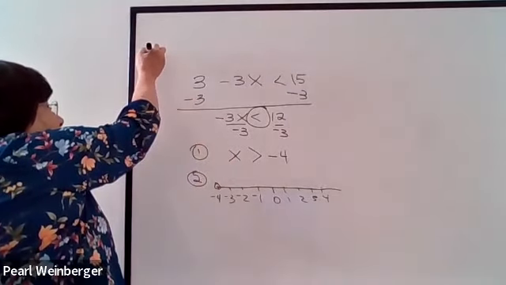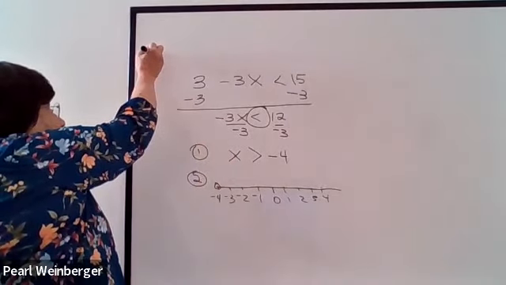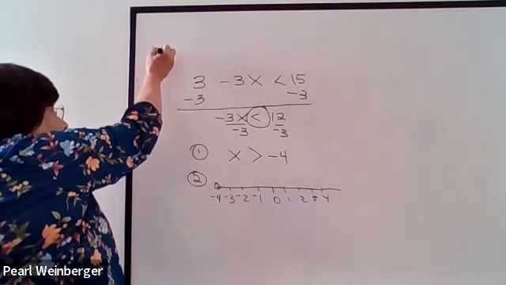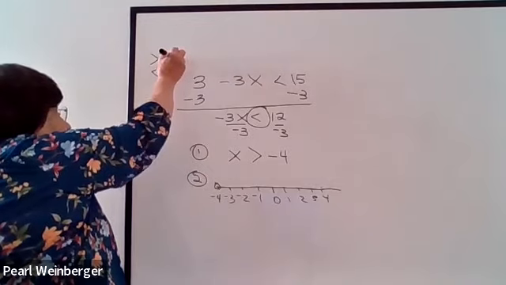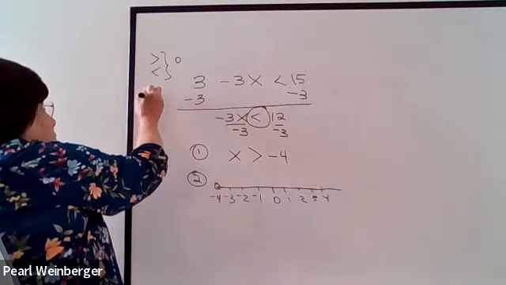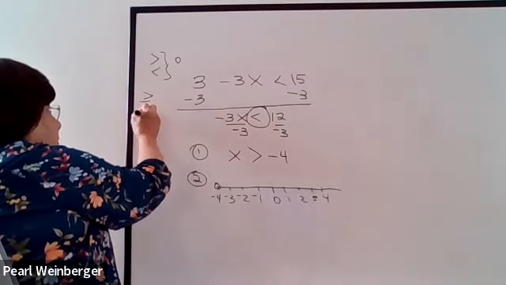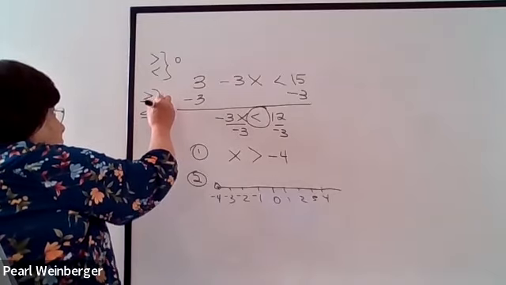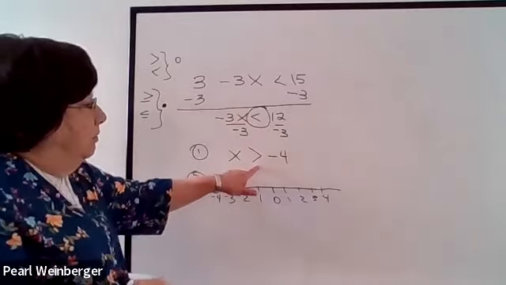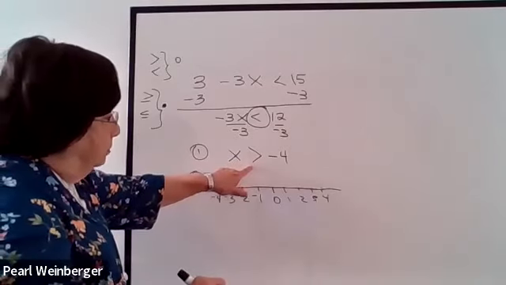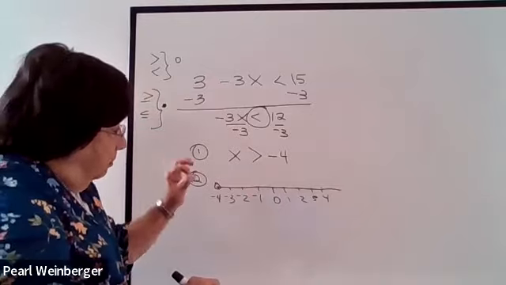Just as a reminder, if you have a less than or a greater than, this becomes an open circle. If you have a greater than or equal to, or a less than or equal to, this is where you fill in your circle. So in this case, are we going to have an open circle or a filled-in circle? Open. Open, correct, because it just says greater than, which means the -4 is not included.